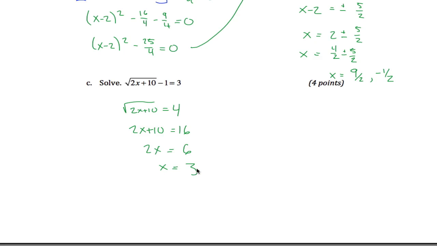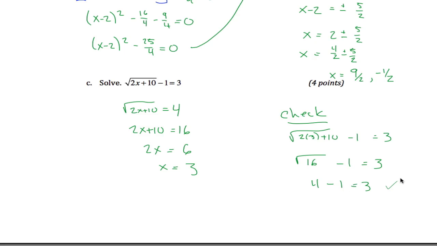It's a good idea to check your answers in these problems. In this case, I don't think it was necessary, but it's worth checking. We could say, is it really true that 2 times 3 plus 10 minus 1 equals 3? Well, let's see, that's root 16 minus 1 equals 3. 4 minus 1 equals 3. Yeah, that looks good.